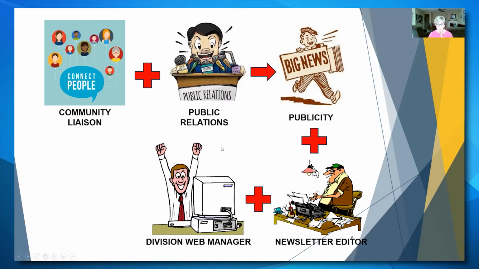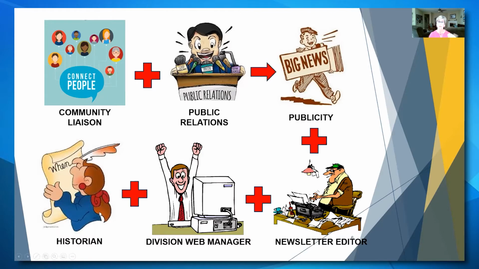After the event has taken place, the publicity chair and the newsletter editor work together to create follow-up articles and photos about the success of the event, which are then published in the local newspaper, in the division newsletter, on Facebook, and also on the division website. Now, at this point, the division historian collects all of these news articles and photos and adds them to the division notebook, whether that's an electronic notebook or a hard copy or both. And this becomes a historical record for your division. So as you can see, it's definitely a team effort to get things done for your division.